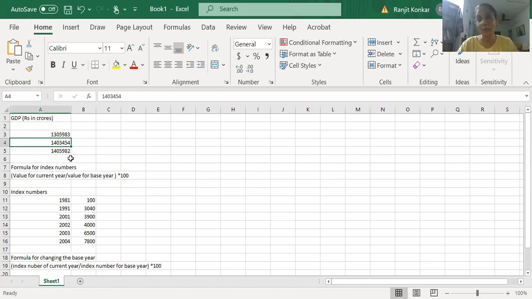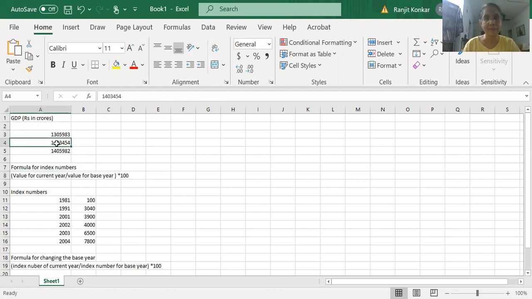So then what do I do? So that is where you use index numbers. Index numbers basically make all these numbers readable. It is just transforming them to a number which is more understandable, more readable. Okay, so the formula for index number is value for current year divided by value for base year multiplied by 100. Okay, so value for current year, value for base year multiplied by 100.